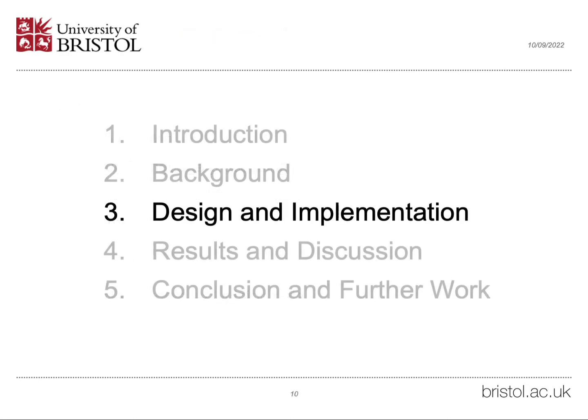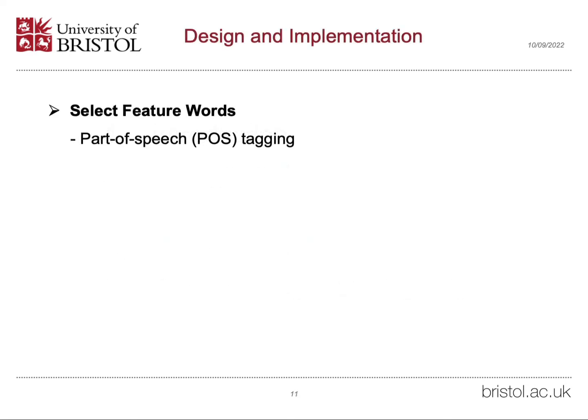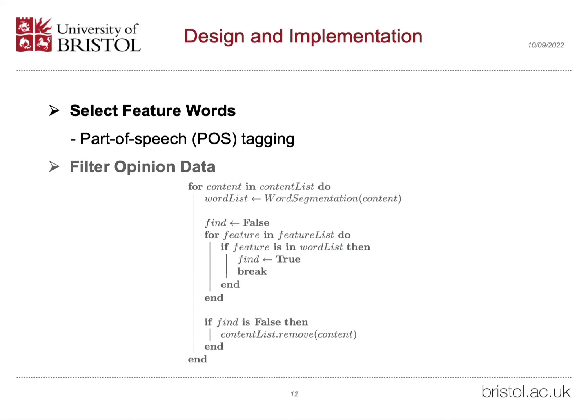Next, I will introduce the design and the implementation of my project. The raw opinion text data must be converted into numerical feature data usable for model training, validation, and testing. I first performed the part-of-speech tagging operation to select the feature words from the specific part-of-speech labels. Next, I compared each foreign exchange opinion data with the feature set and deleted the opinion news that did not contain any feature word.